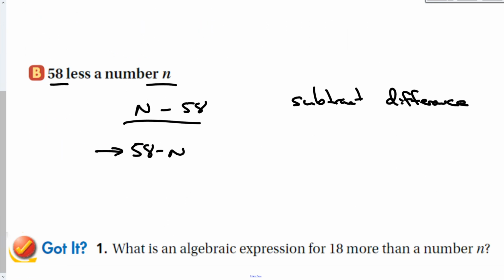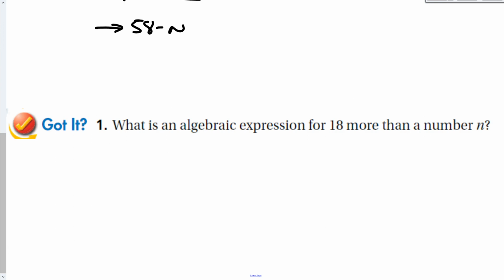At the end of each example, we'll try a little "got it" problem. These are going to be very similar, and we'll go through these fairly quickly. 18 more than a number n, just like part A, we're just going to start with a number n and add 18.